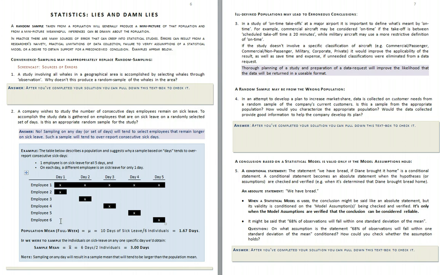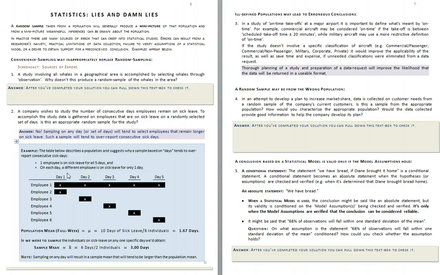There are 6 employees that have taken sick leave during the week. The total number of days the 6 employees were on sick leave is 5 for employee 1, 1 each for employees 2 through 6. That's 5 more 1-days, for a total of 10 sick days. The population mean mu is thus 10 days of sick leave divided by 6 individuals, or 1.67 days. In the population, employees remain on sick leave for an average of 1.67 days.